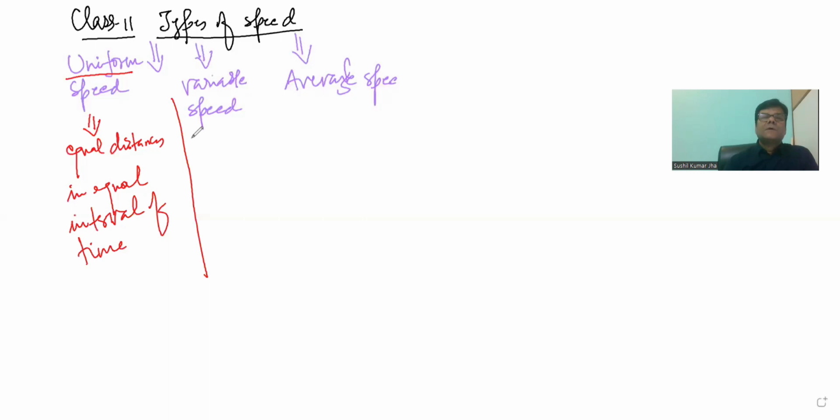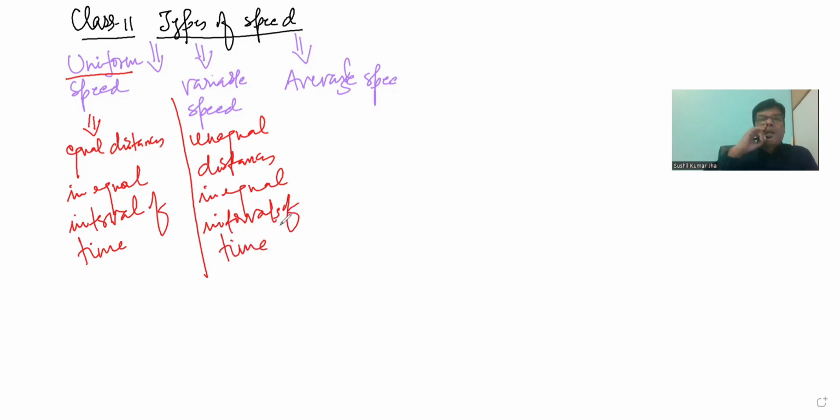Variable means unequal distances in equal intervals of time. And when we talk about average speed, it means simply total distance divided by total time taken.